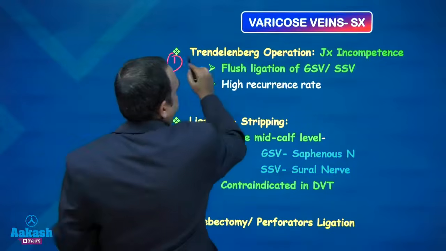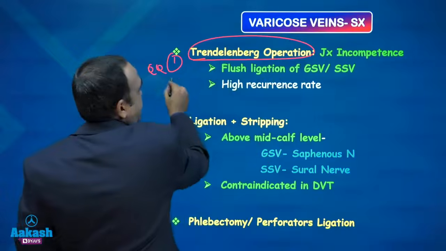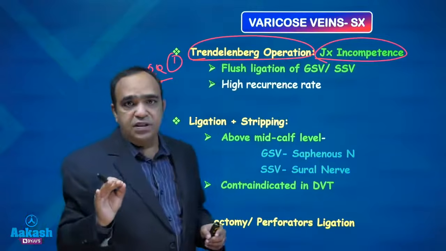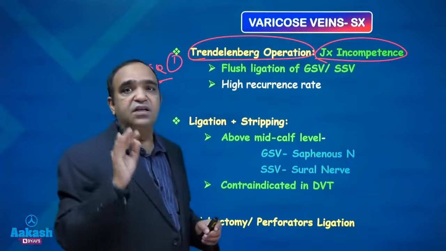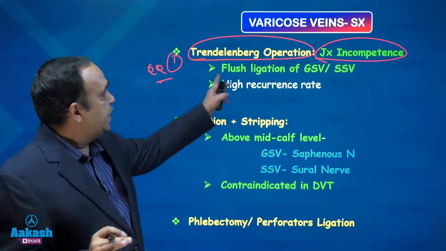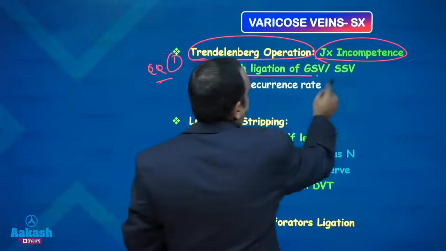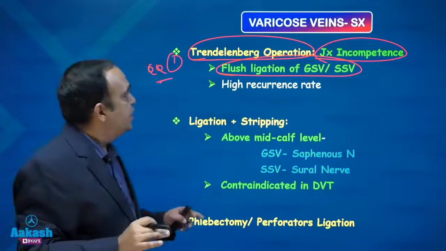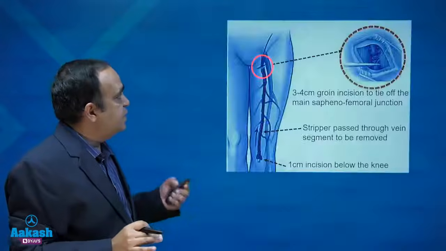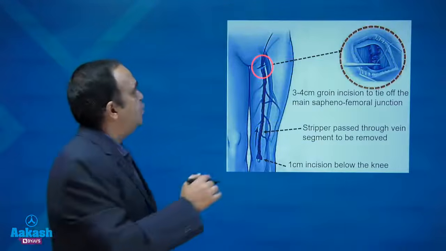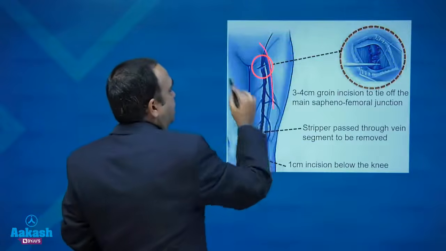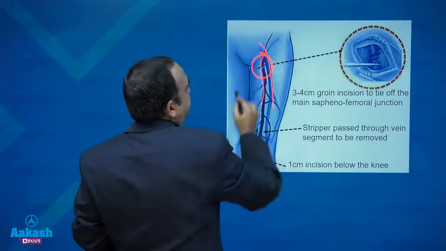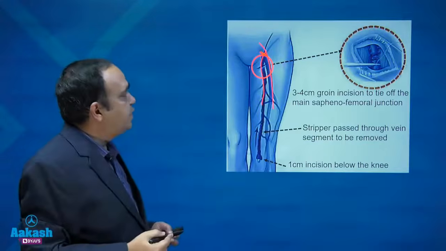So first, Trendelenburg operation, very, very important, has been asked n number of times. Remember, this is useful for junctional incompetence, saphenofemoral junction, saphenopopliteal junction, right? And what is the procedure? Flush ligation of the great saphenous vein or short saphenous vein, depending on which junction you are doing, right? Flush ligation means as close as possible. Suppose this is the femoral vein and this is the great saphenous vein draining into it. So tie the great saphenous vein as close to the femoral vein as possible.